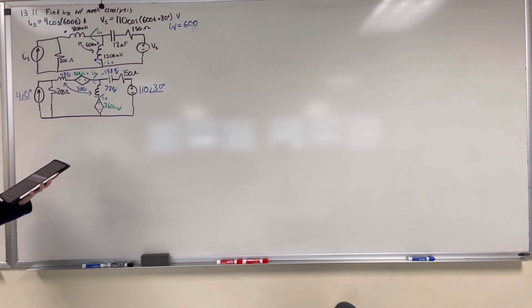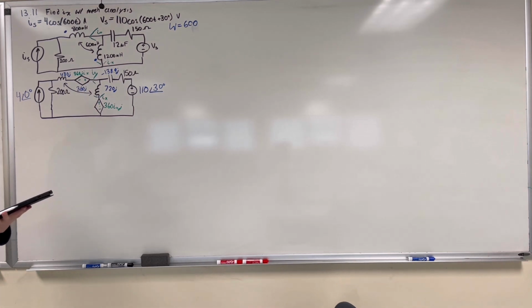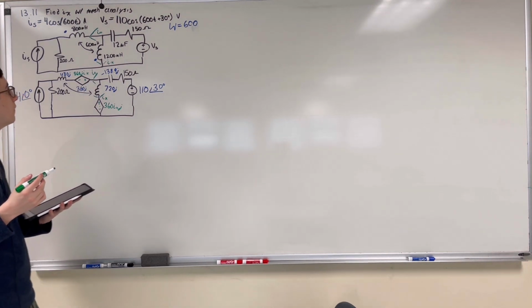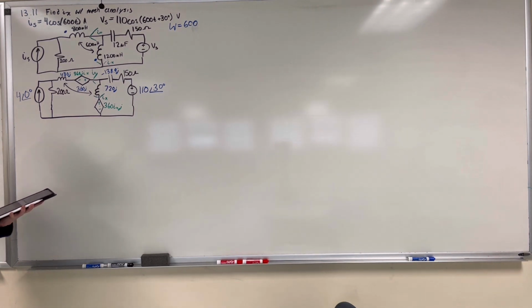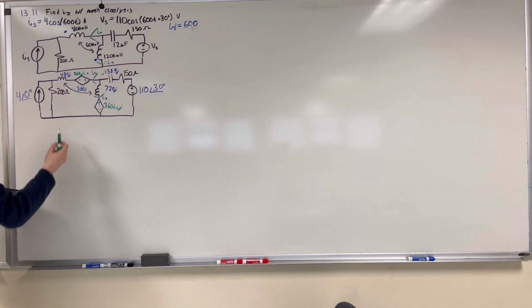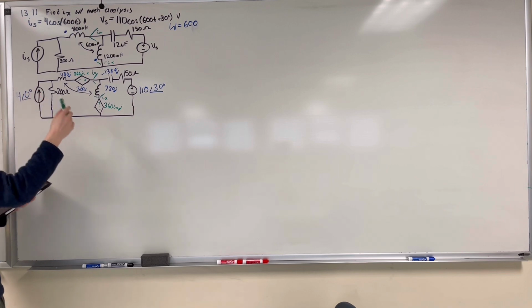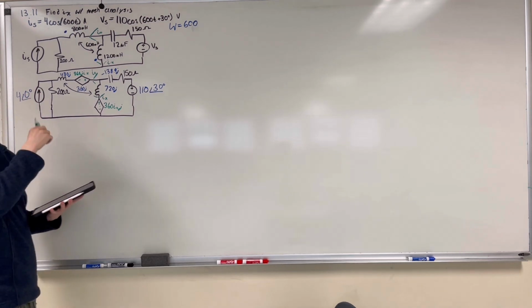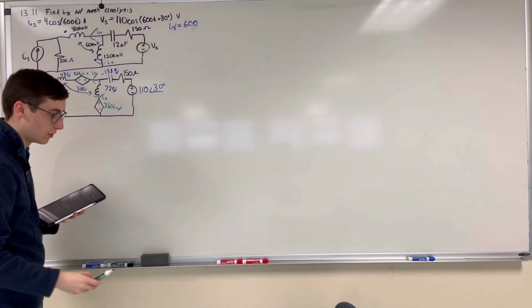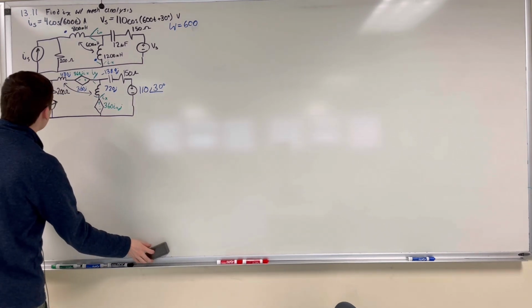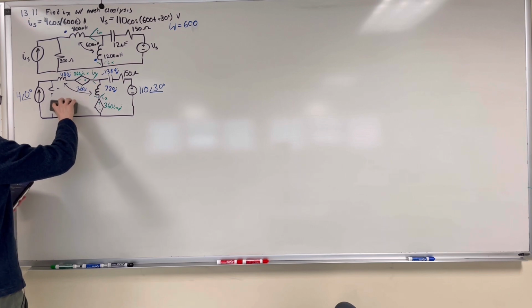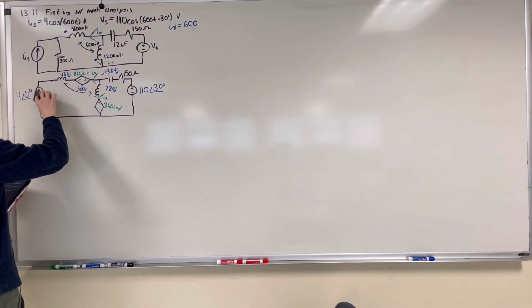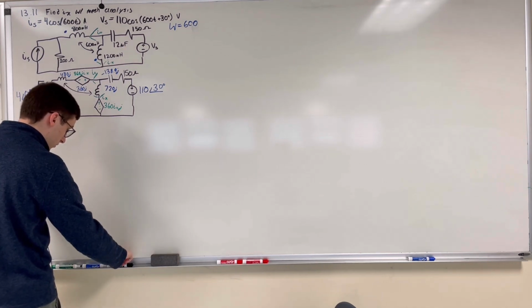So now that we have all that started, we can start doing KVL around these loops. Actually, one more thing before we get started. I see this over here, and I don't like that, because these are in parallel with each other. I recognize that I could do source transformation right there to get simply a voltage source in series with a resistor.